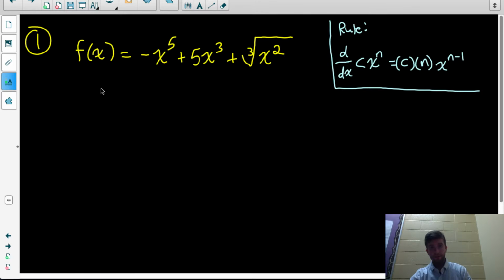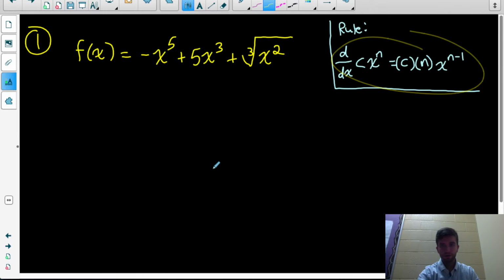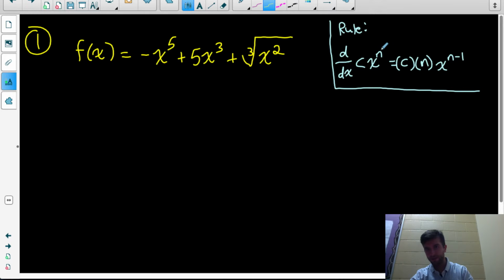So this first example here, I've got this function negative x to the 5 plus 5x cubed plus cubed root of x squared. If I want to take the derivative of this function, what I'd have to do is I'd have to use the power rule and constant multiple rule. So if I want the derivative, I'll reference the rule over here right now. So if I want to take the derivative of c times x to the n, I would find the product of the exponent and the coefficient, so I'd have c times n multiplied by the power raised to an exponent 1 less than what it was originally. So we can use that rule to differentiate each of these three terms.